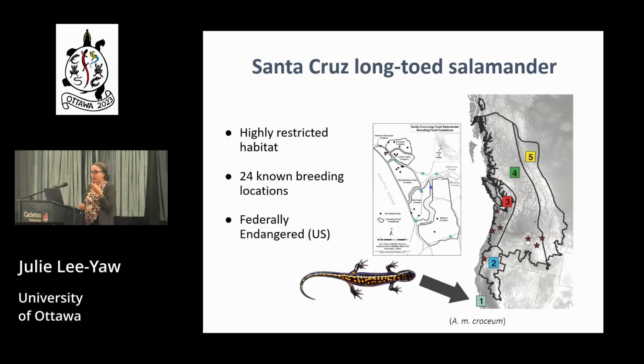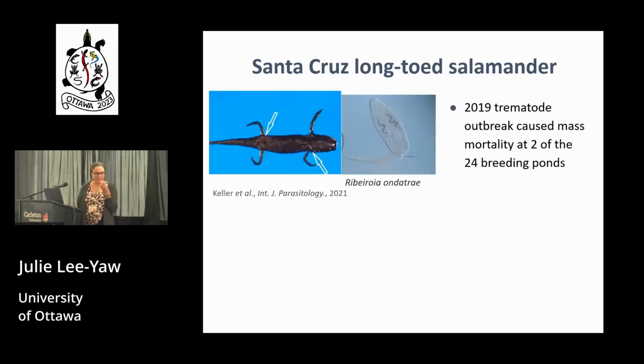It has a highly restricted distribution at this point in time, with as few as 24 remaining breeding locations. When taxa get to this level of threatened, any event that impacts populations can be catastrophic. For example, in 2019, there was a trematode outbreak that caused mass mortality at 2 of the breeding ponds and put 10,000 breeding adults at risk as well.